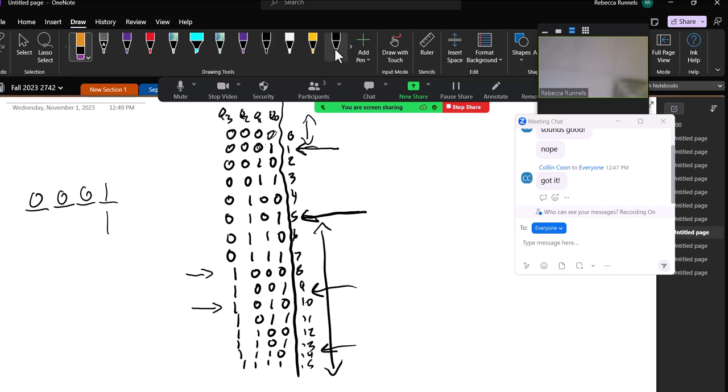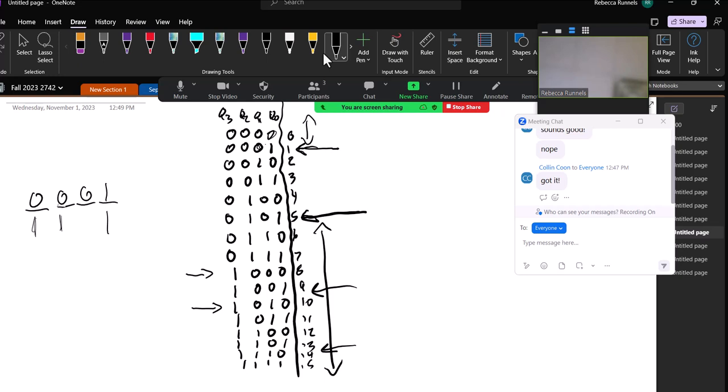Could I use just this 0, 1? And the answer is no, because 9 has that. Could I use this 0, 1? Let's see, starting at 5. No, because 5 itself has that 0, 1. So it looks like I'm going to need at least 3 of these. What if I had those 2? So 0, 0, and the 1.